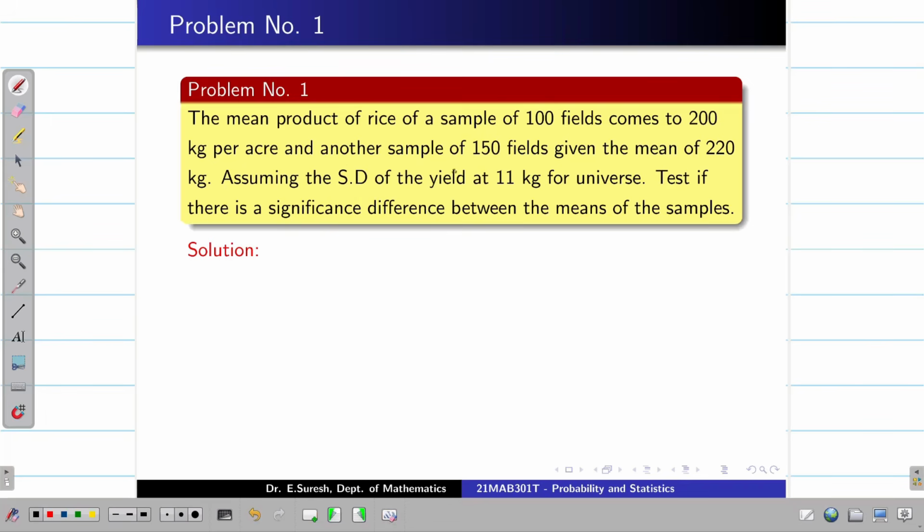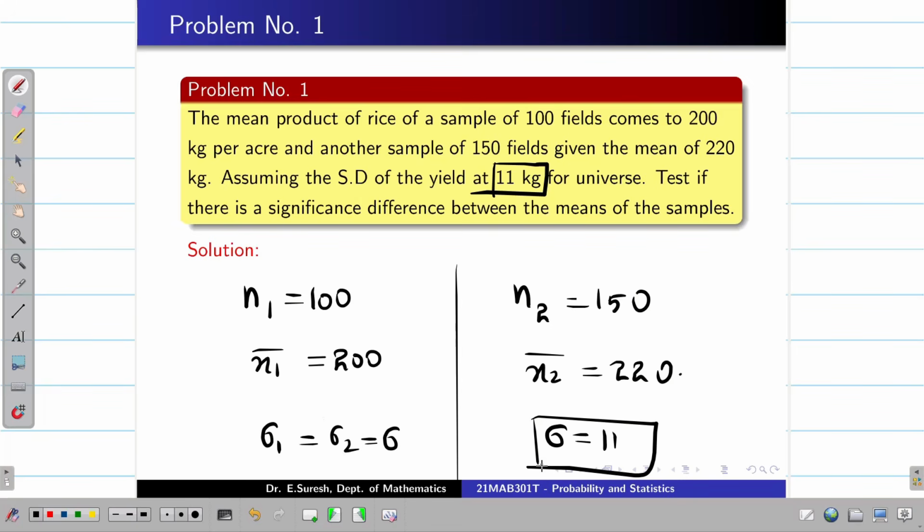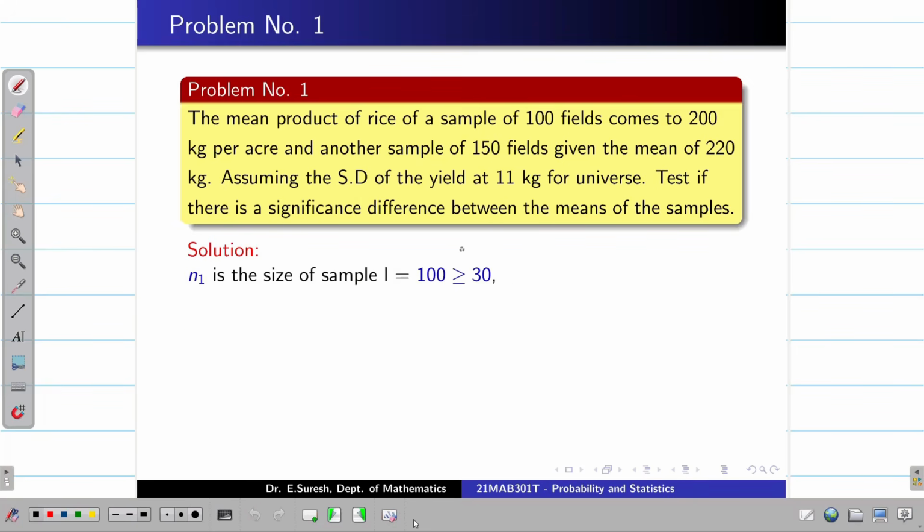So now we see the problem. The mean price of rice for the first sample of size N1 is 200 per kg. The mean is 200, so x1 bar is 200. N2 is 150 and the mean is 220. Assuming the standard deviation is the same for the universe, so my sigma is equal to sigma. Let us write the information.